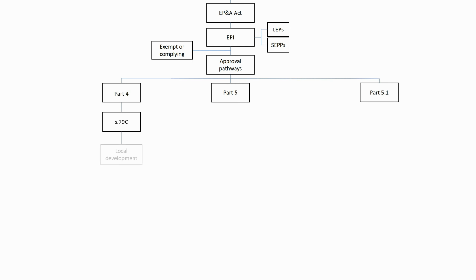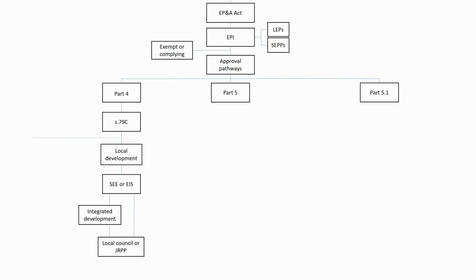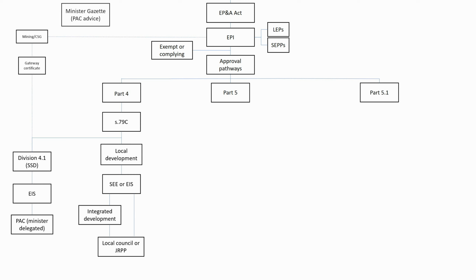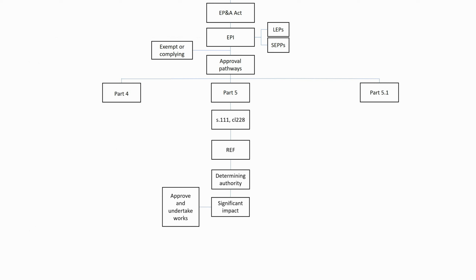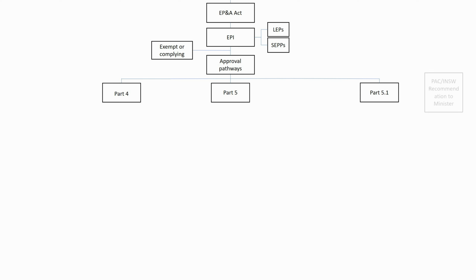So there's Part 4 with the local development stream, integrated development, and also the State Significant Development process. Not to forget about the Gateway Certificate for particular types of development. There's Part 5, which is a test of significance, which differs to the Part 4 merit-based approval decision. And lastly, we have Part 5.1, which is for the State Significant Infrastructure.